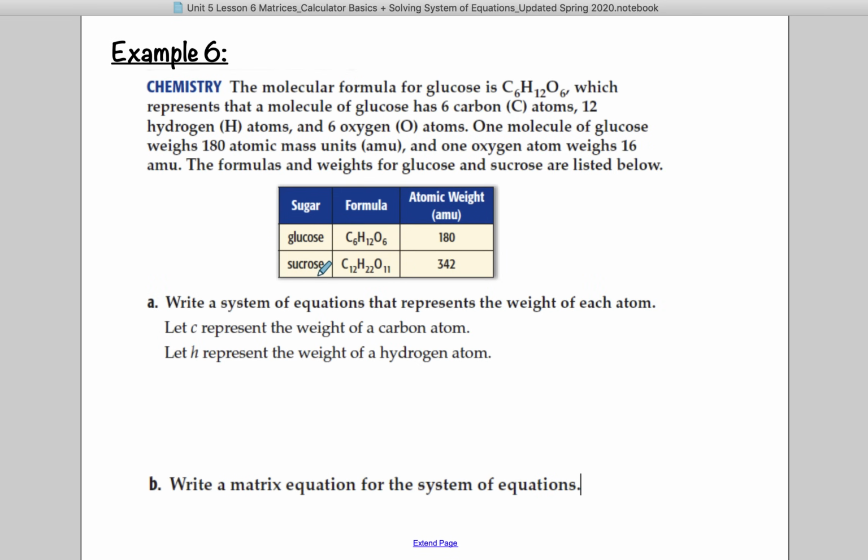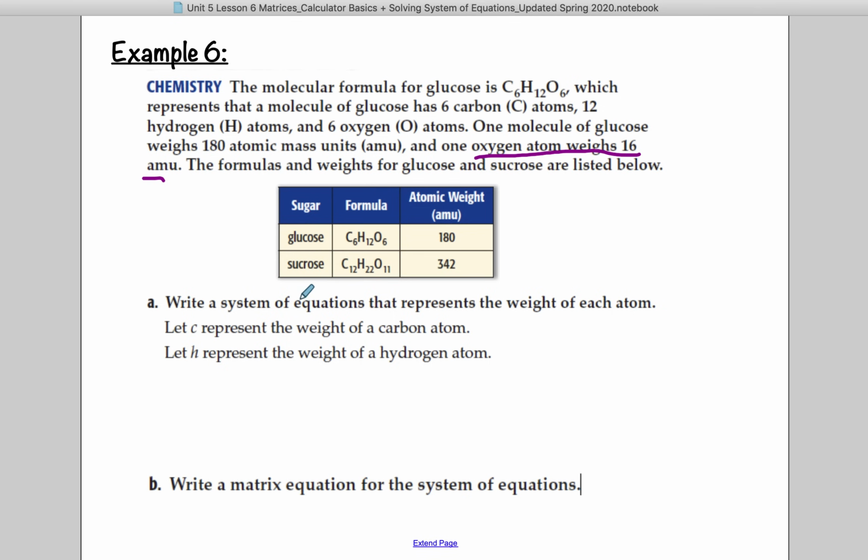Okay, let's do a little bit of practice with a word problem. In chemistry, the molecular formula for glucose is C6H12O6, which represents the molecule of glucose, which has 6 carbon atoms, 12 hydrogen, and 6 oxygen atoms. 1 molecule of glucose weighs 180 atomic mass units. All of that information is laid out in this chart here. Then it also tells me that 1 oxygen atom weighs 16 atomic mass units. The formulas and weights for glucose and sucrose are listed below. Write a system of equations that represents the weight of each atom.